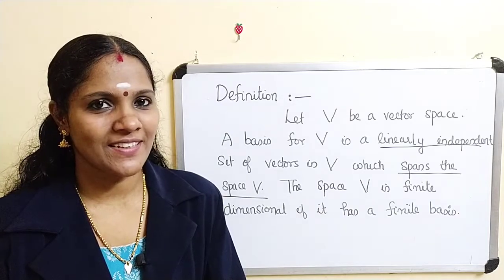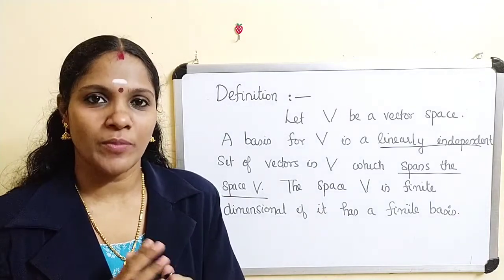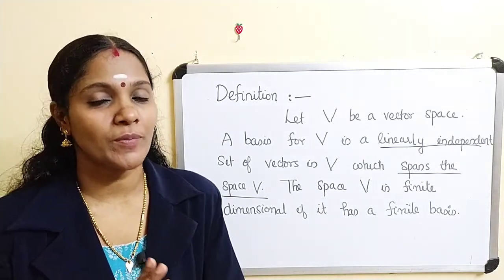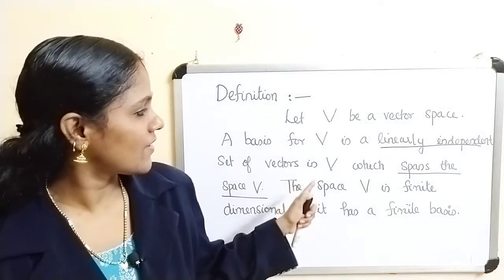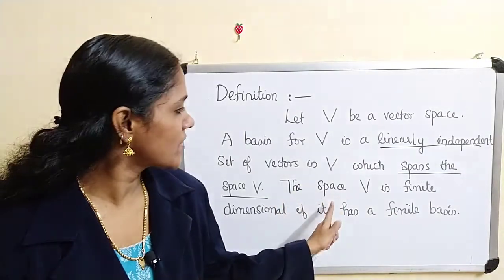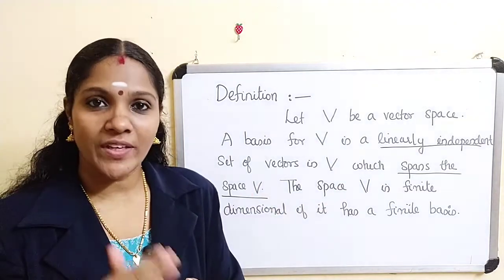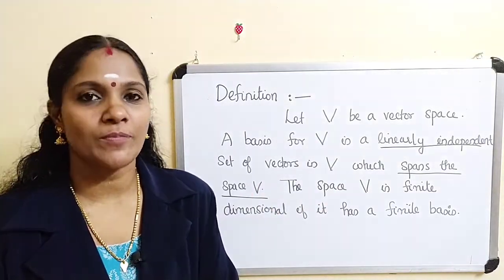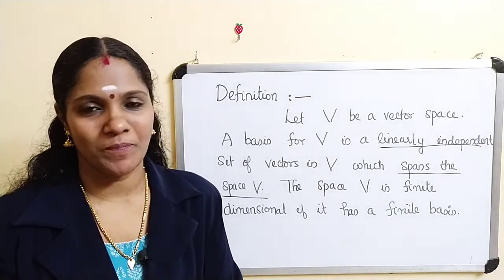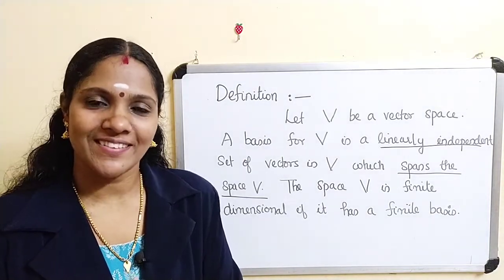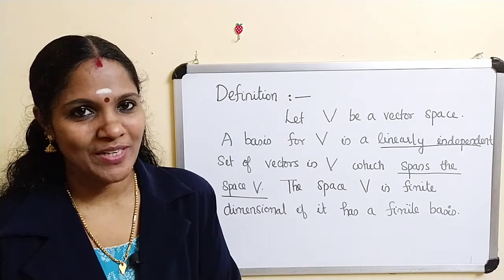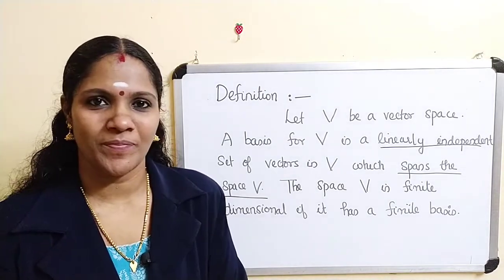Now what is the meaning of that? That B spans the space V means V is the intersection of all subspaces of V containing B, or V is the set of all linear combinations of vectors in B.